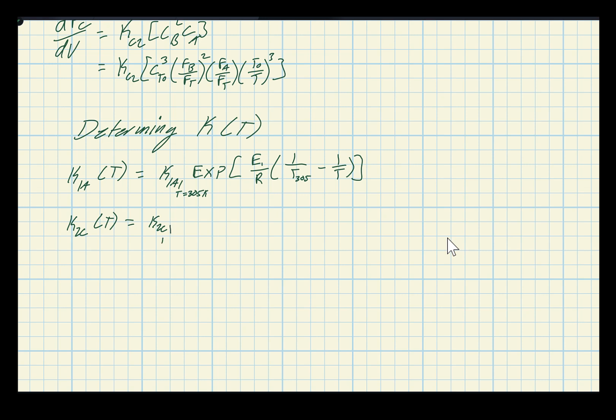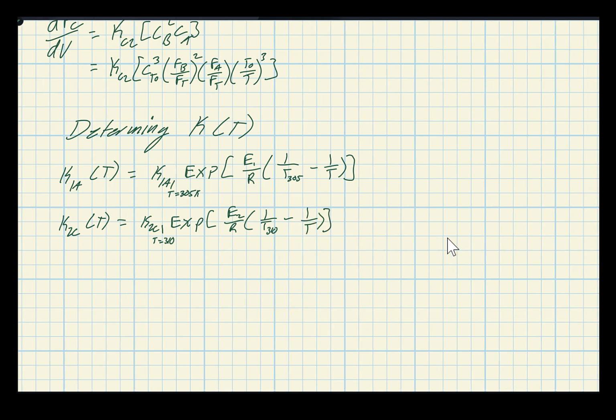K2C1, so this is just the initial that was given, and this was given at a temperature of 310, times the exponential of our activation energy 2 over R, times 1 over T 310 minus 1 over T. Okay, the next one is for the equilibrium constant.